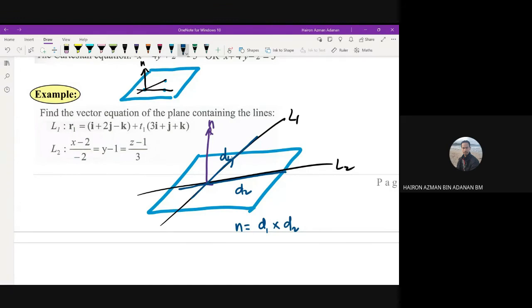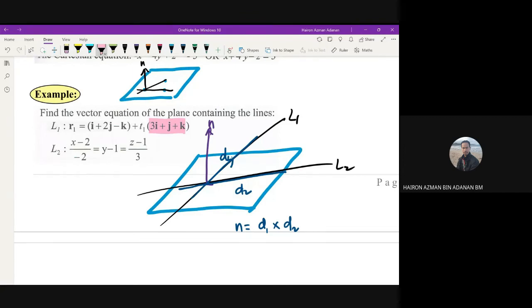Okay? But the problem now, okay, sekarang ni what's your problem? How to get D? Okay, recall balik last class. How to get D for line 1. Line 1 actually in vector settle beside of T kan. Sebelah T tu, itu adalah vector D-nya.